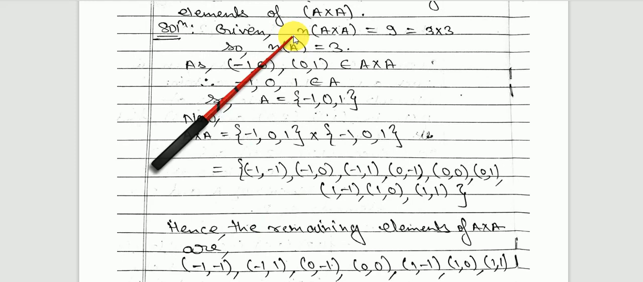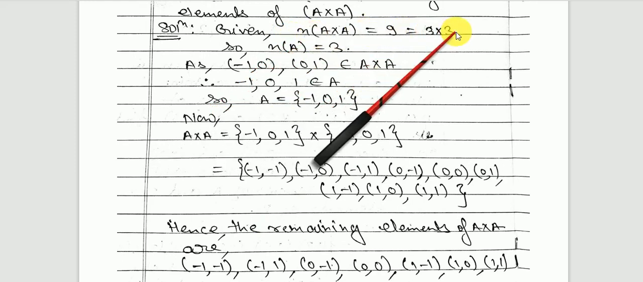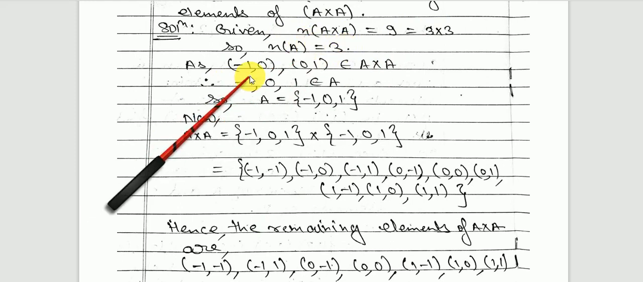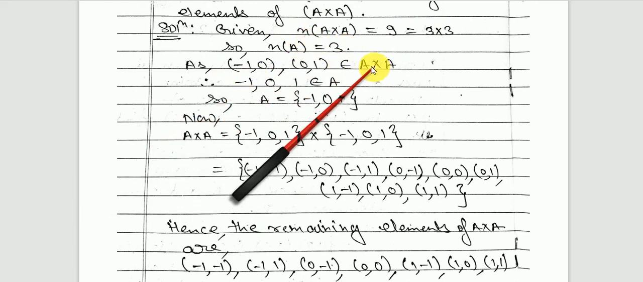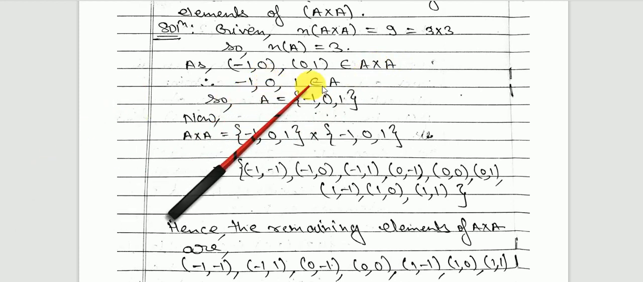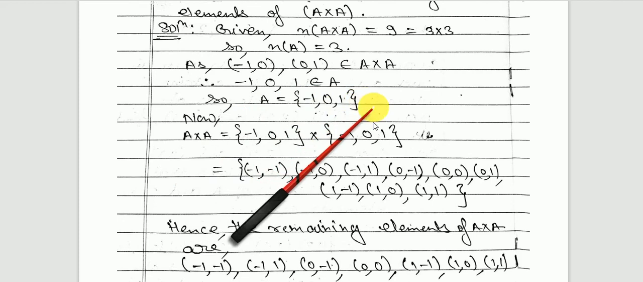Given the number of elements in A cross A is equal to 9. That means 3 into 3. So the number of elements in A is 3. As minus 1 comma 0 and 0 comma 1 belong to the Cartesian product A cross A, then minus 1, 0 and 1, these 3 are members of set A. So we have got the set A equal to minus 1 comma 0 comma 1.